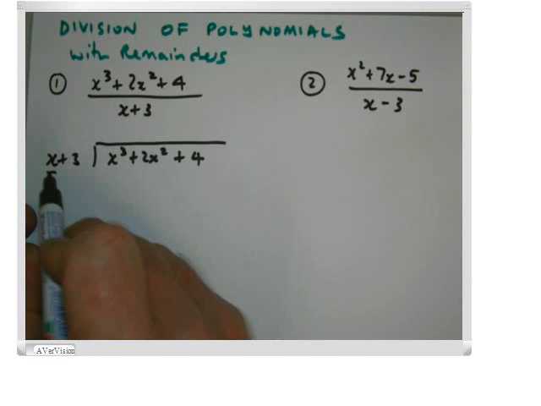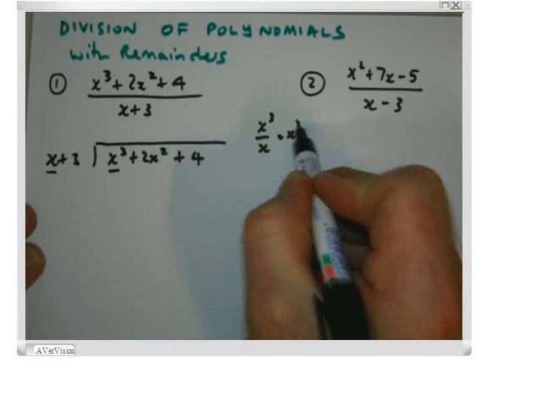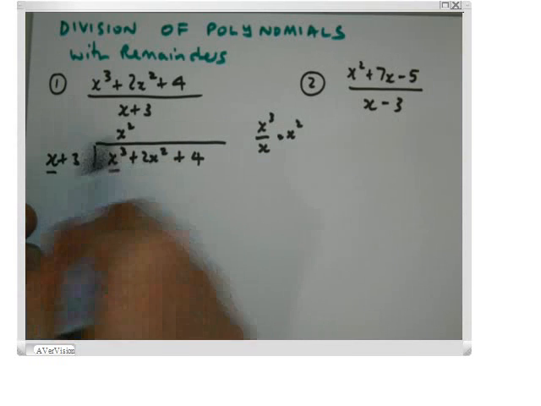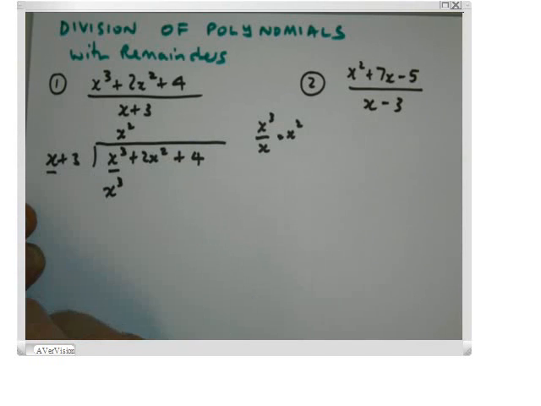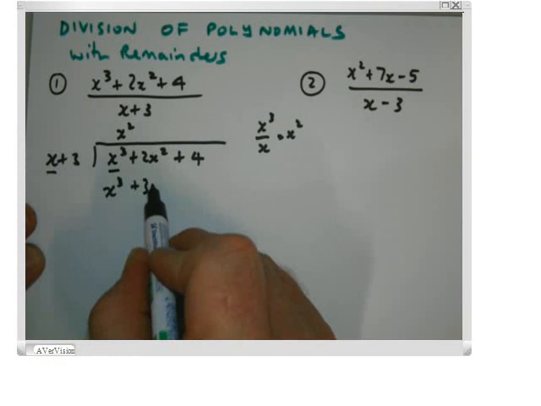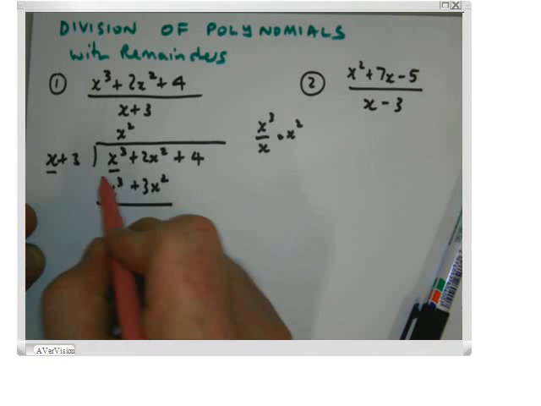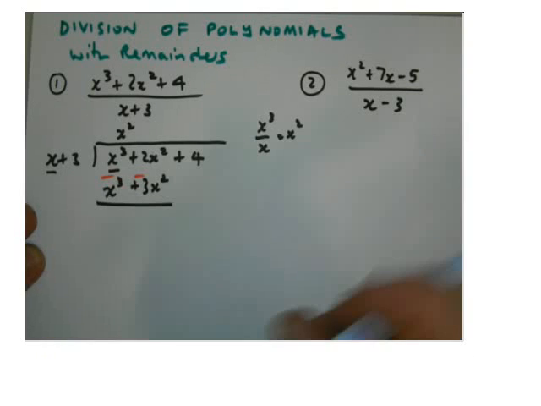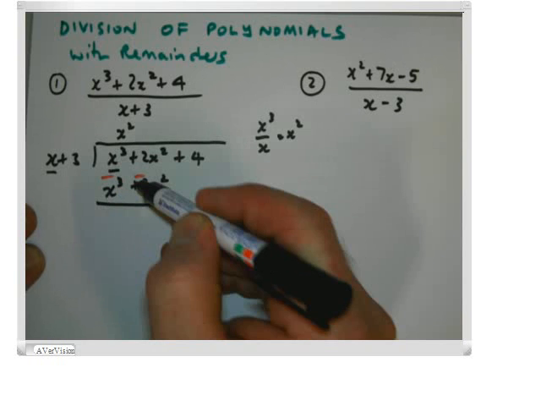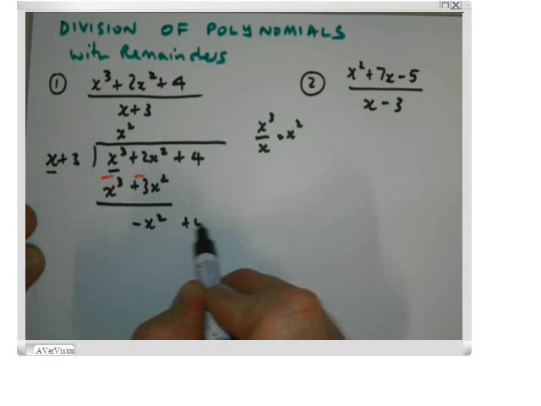x goes into x cubed x squared times, so I put my x squared there. x squared times x gives x cubed. x squared times 3 gives plus 3x squared. I'm going to subtract the second from the first, so I just put in my minus signs. x cubed minus x cubed is 0. 2x squared minus 3x squared is minus x squared. And I have a plus 4.